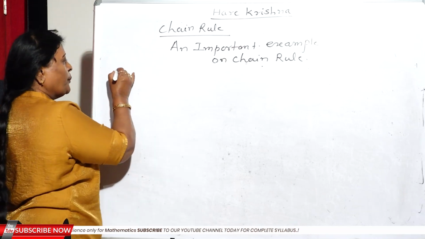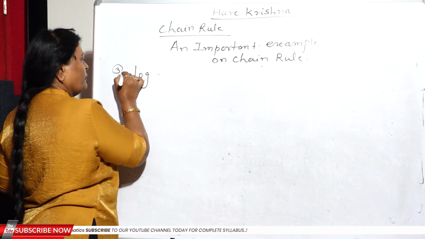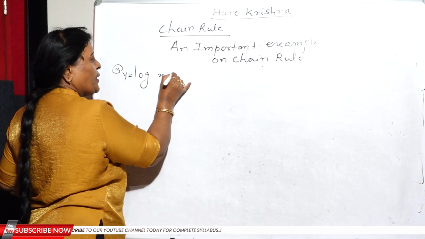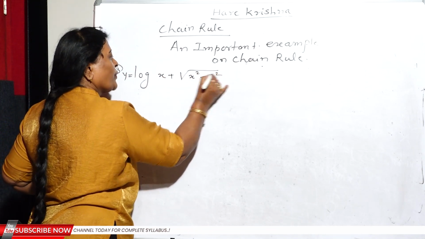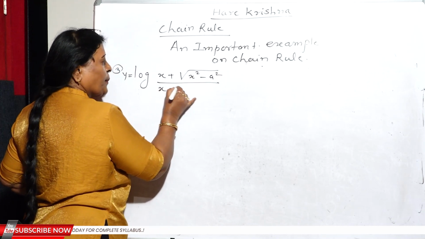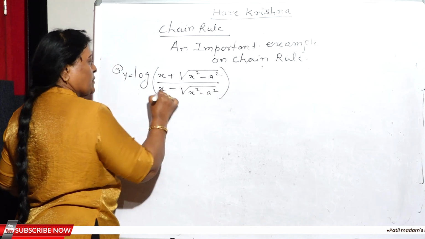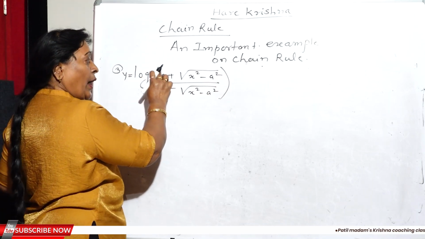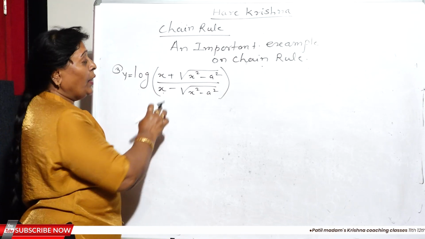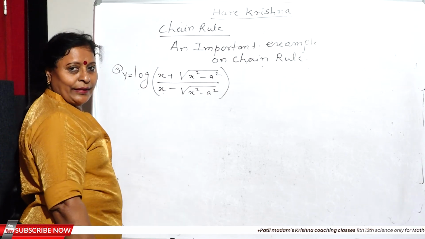Again, the third important problem. See here, that is log of y is equal to log of x plus root of x square minus a square divided by x minus root of x square minus a square. See this. Again, if you observe this, suppose you substitute u. Again the derivative of log u is 1 by u. Again apply division rule. Again there is a function inside the root, that is too lengthy.